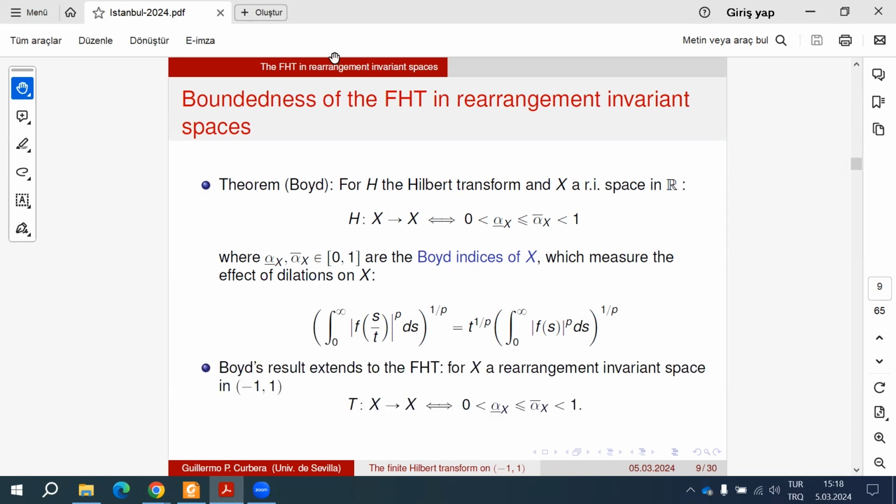So Boyd's result, this very important result, translates into [-1, 1]. And if X is a rearrangement invariant space on [-1, 1], then T, our finite Hilbert transform, maps X into X precisely when the same condition holds. Okay. Now we know when this happens.